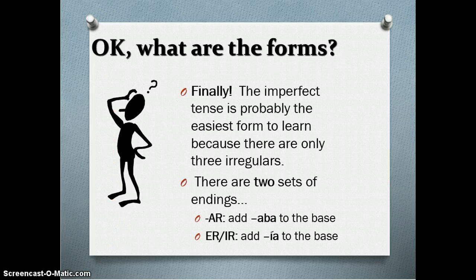All right, so finally, let's review our imperfect endings a little bit. We know that this is much easier than the preterite. Preterite had tons of irregularities, but imperfect, we don't have many. There's only 3 irregulars. Really, the main conjugations we need to know are sets of abas and ias.